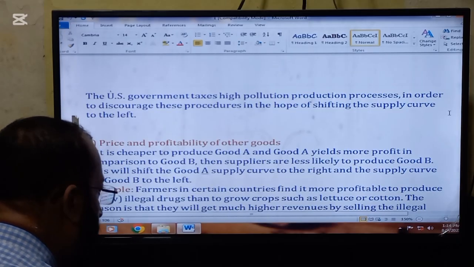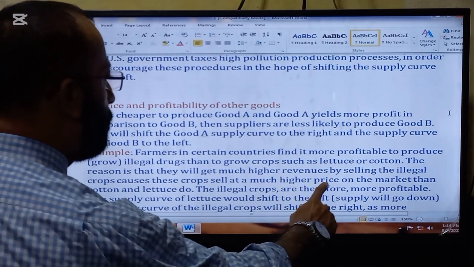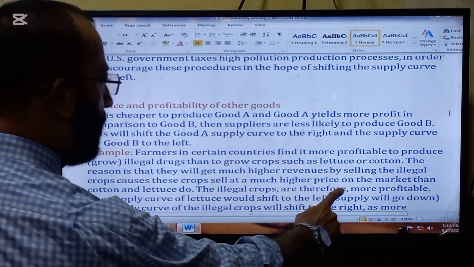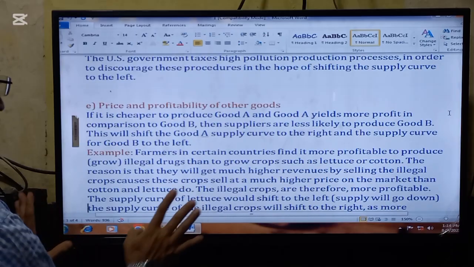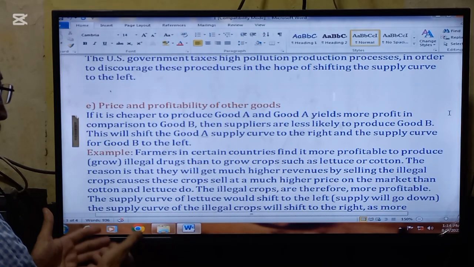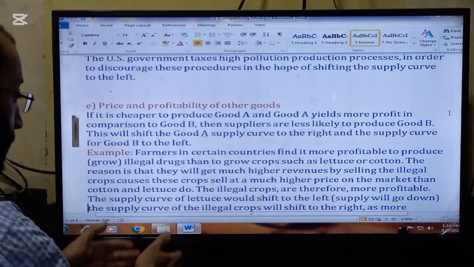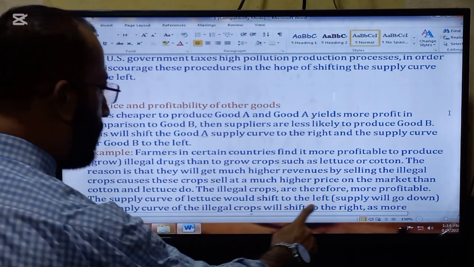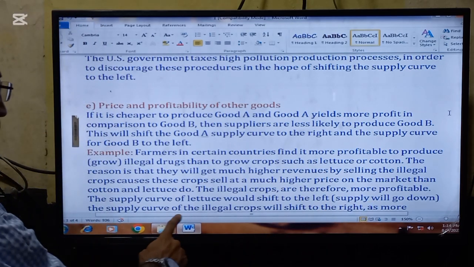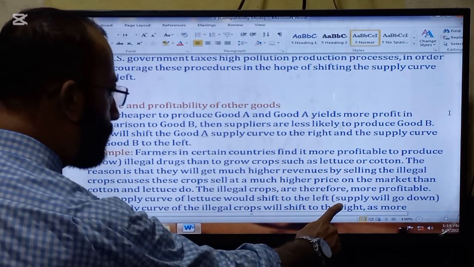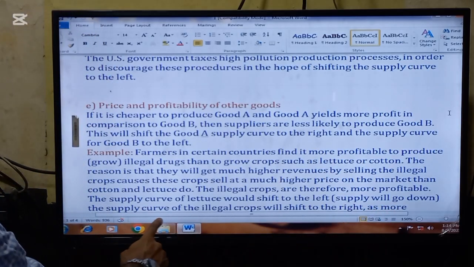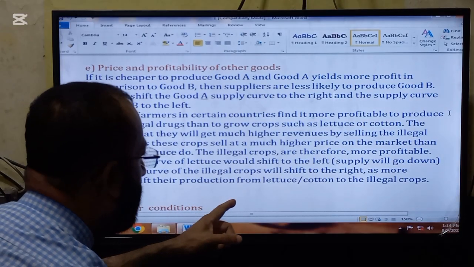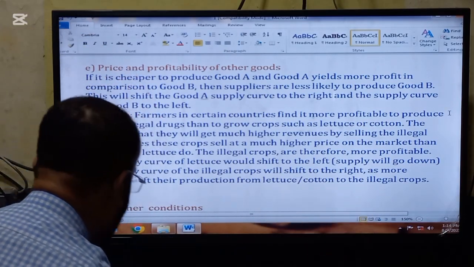The reason is that they will get much higher revenues by selling the illegal crops, because these crops sell at a much higher price on the market than cotton and lettuce do. The price of illegal drugs is much higher than that of lettuce or cotton. The illegal crops are therefore more profitable. The supply curve of lettuce would shift to the left, supply will go down. The supply curve of the illegal crops will shift to the right as more farmers shift their production from lettuce and cotton to the illegal crops.